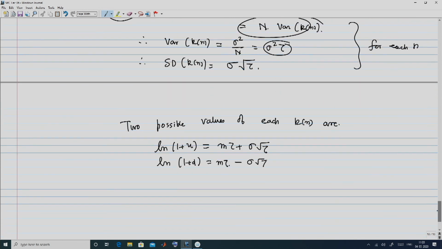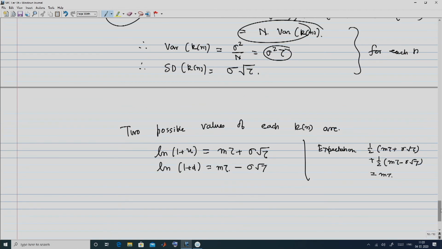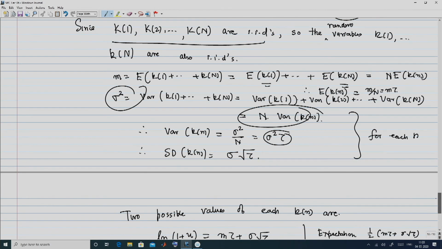So, you can actually verify that here the expectation. What is this going to be? This is going to be half into m tau plus sigma square root of tau plus half m tau minus sigma square root of tau, and this is just m tau. So, basically the expectation is going to be m tau for each of the k n, and we want to show that the standard deviation is sigma square root of tau.